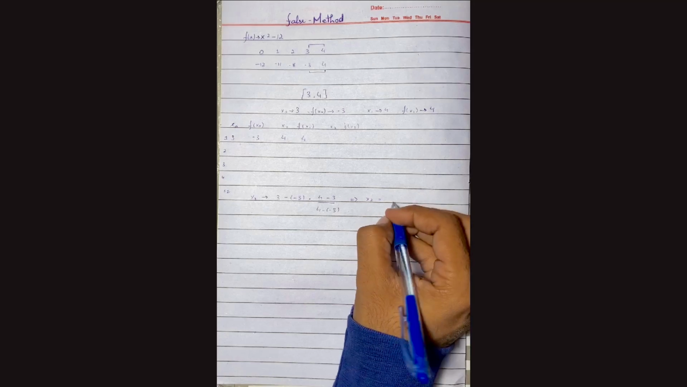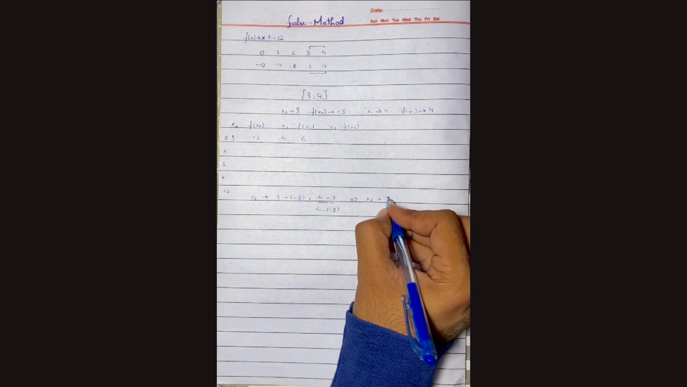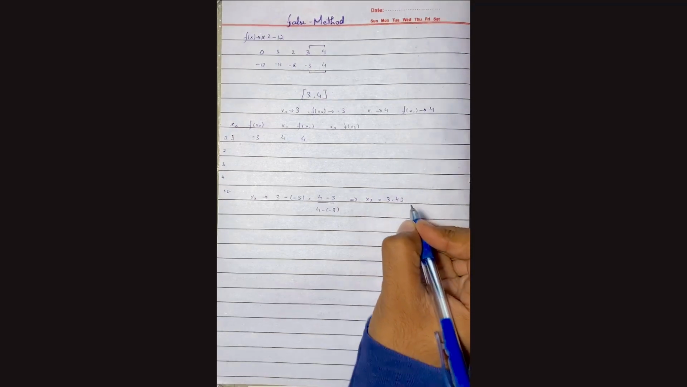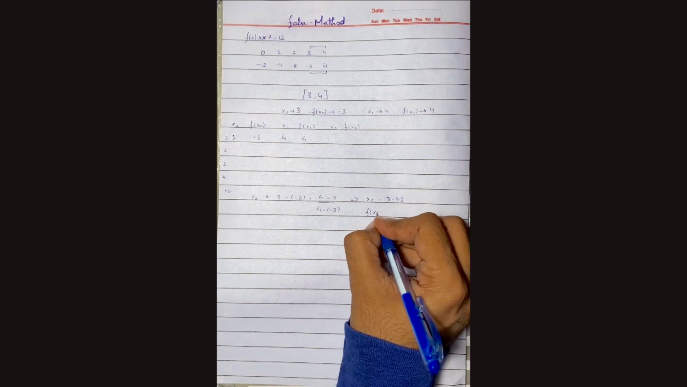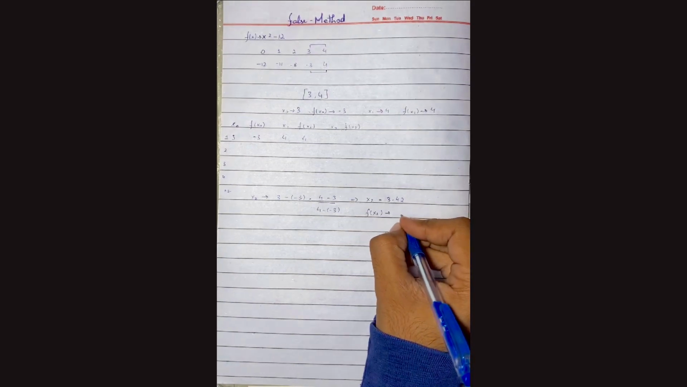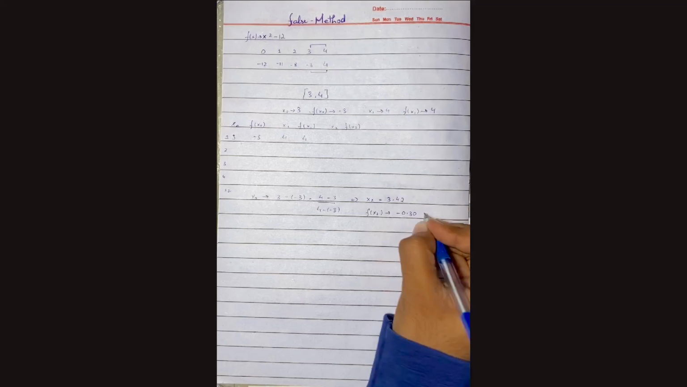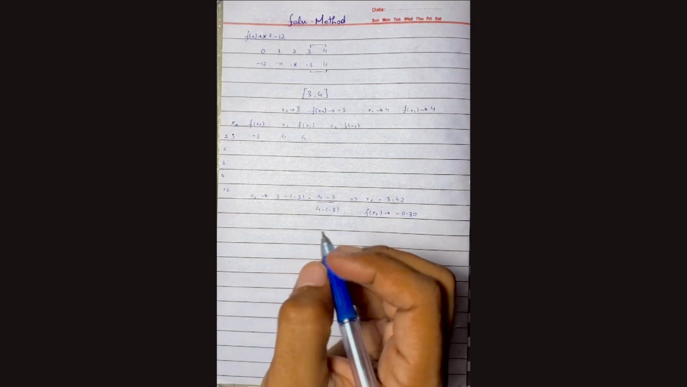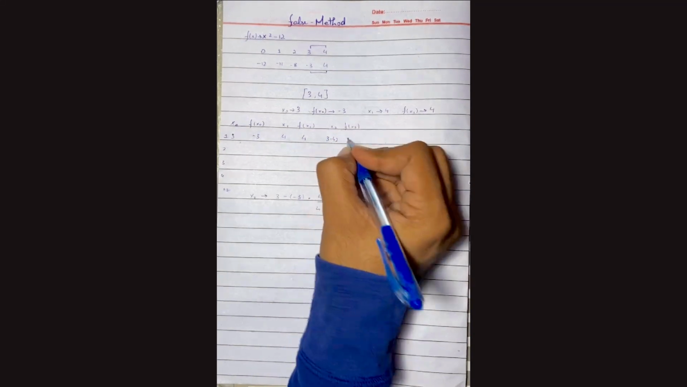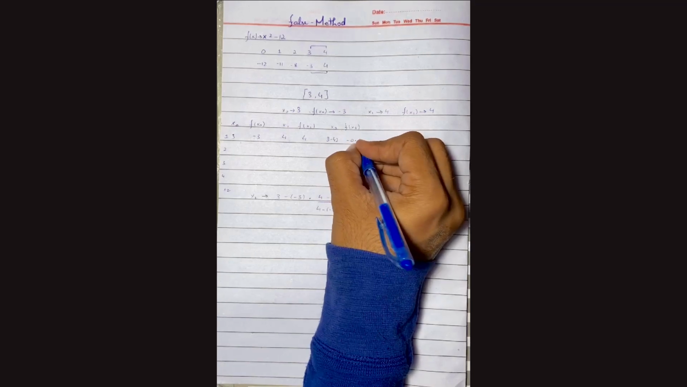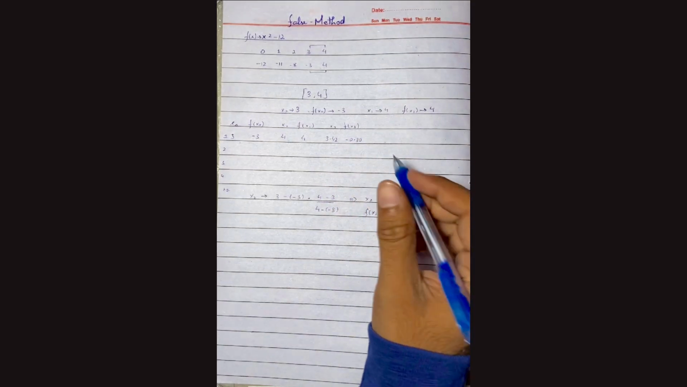So let's find out the answer of this, which will be our x2. Now we have got 3.42. This is our x2. Let's find the f of x2, and it is minus 0.30. So this is our f of x2. Let's write these values in the table: 3.42 and minus 0.30.